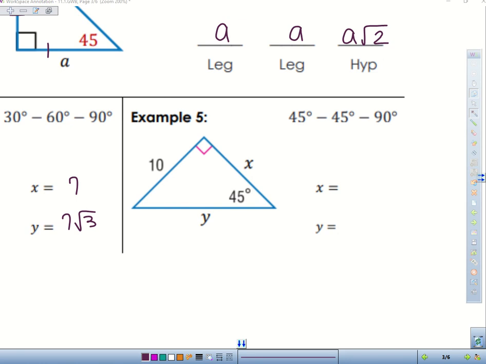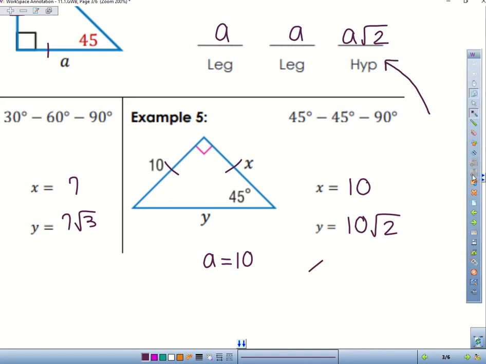Now we're going to look at a 45-45-90. We know these are both the legs, and both legs must be equal, congruent, however you want to say it. So x has to be 10 as well. I know 10 is my A. In this case, this is my hypotenuse, and the hypotenuse is A times radical 2, based on the formula here. Does anyone have any questions about that? Okay.